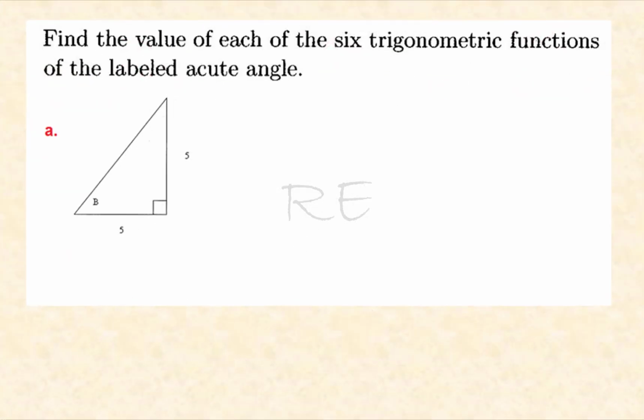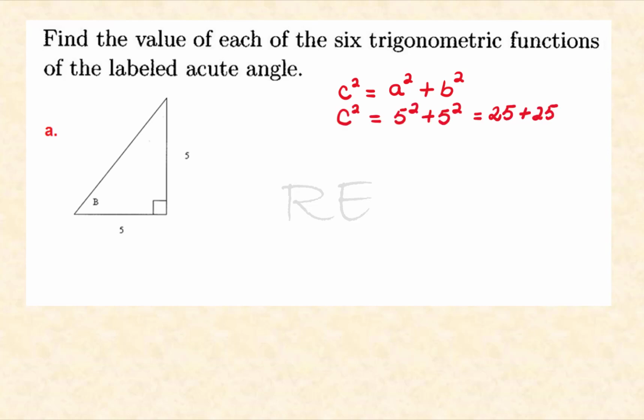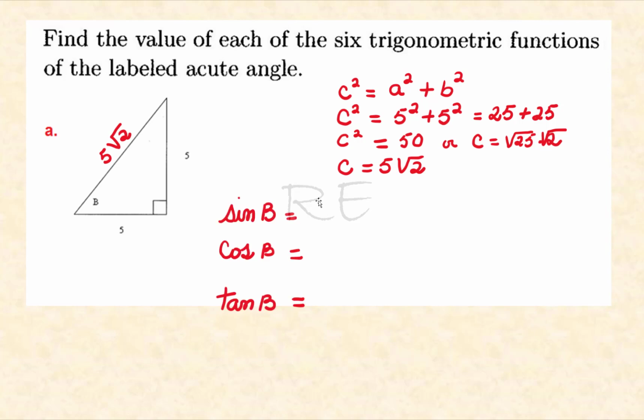We're going to look for the values of the 6 trigonometric functions of acute angle B. c squared is equal to 50 and c is equal to 5 square root of 2. Now, sine B is equal to 5 over 5 square root of 2. When we cancel 5, we get 1 over square root of 2.